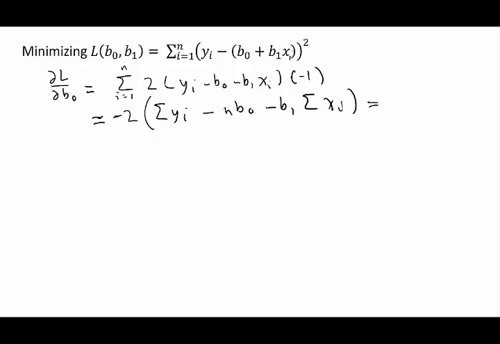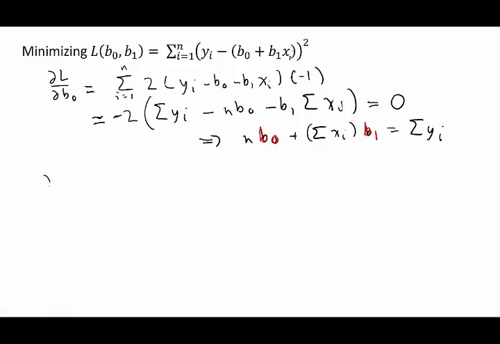And remember, we're trying to set that equal to 0. So if we rearrange this a little bit, we divide both sides by negative 2, and we end up getting n b naught plus the sum of the xi times b1 equals the sum of the yi. I'm writing it in this way because remember, our unknowns here, in fact, let me highlight them in red, are b naught and b1, whereas the coefficients, the n, the sum of the xi, and the sum of the yi, are just constants that will be computed from the data. So that's one equation for the two unknowns, b1 and b naught.